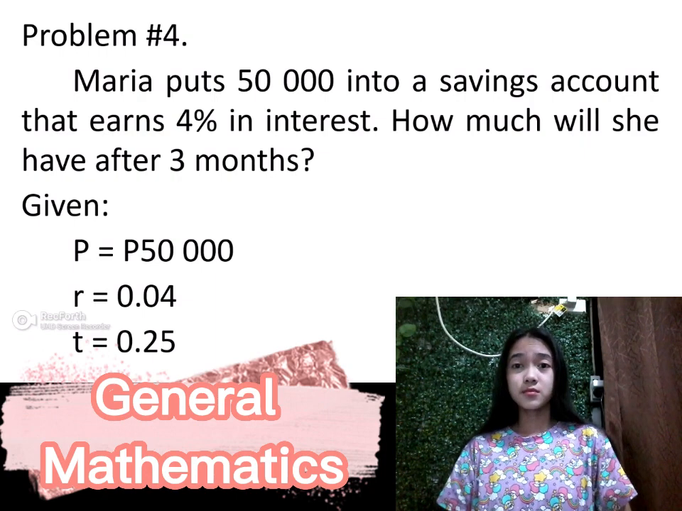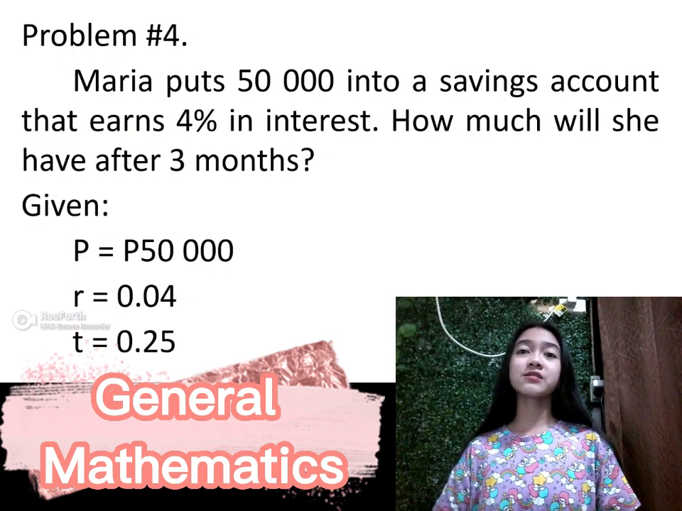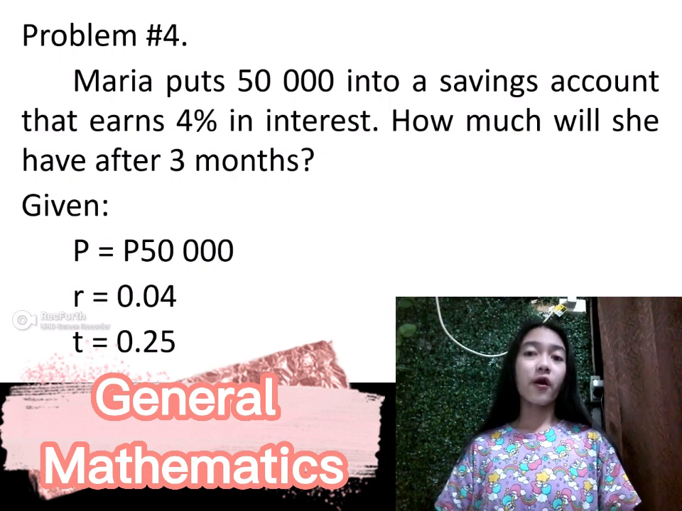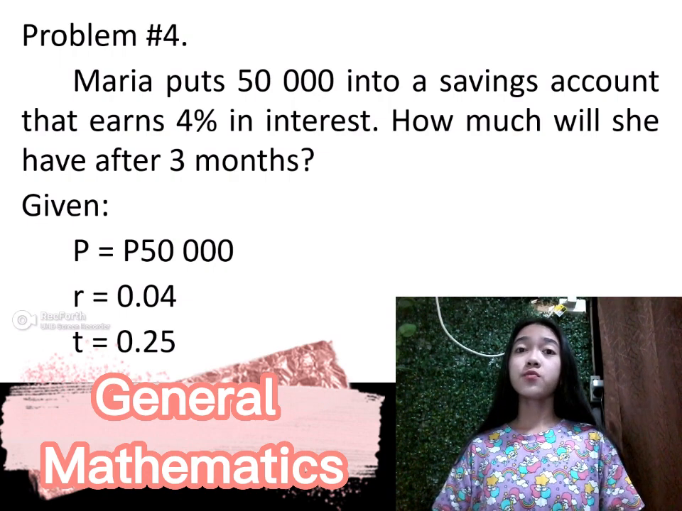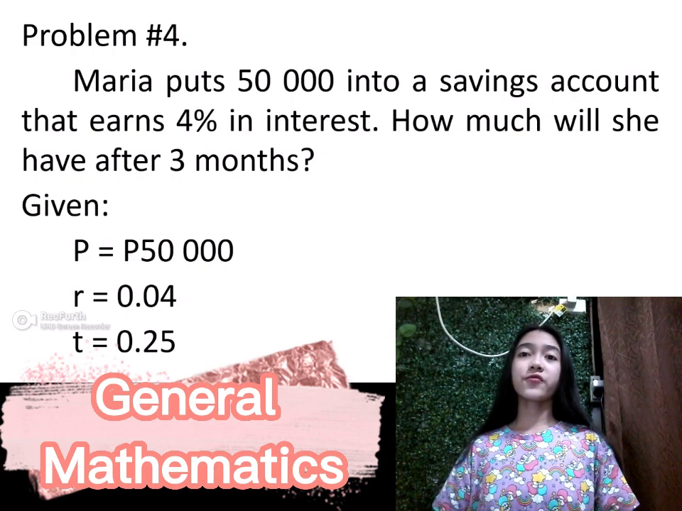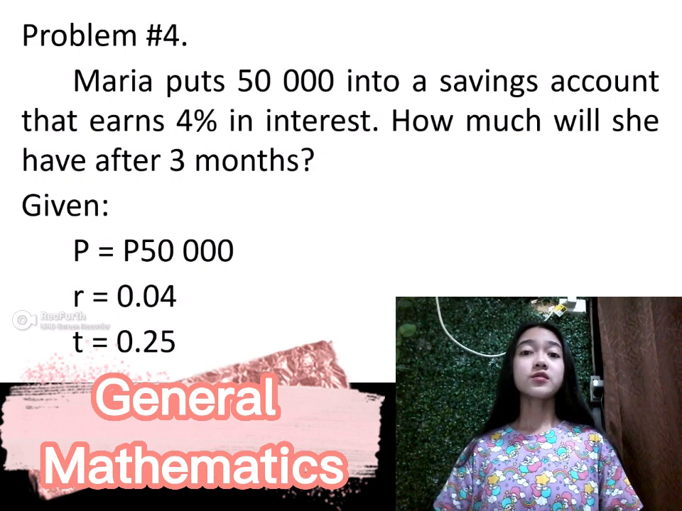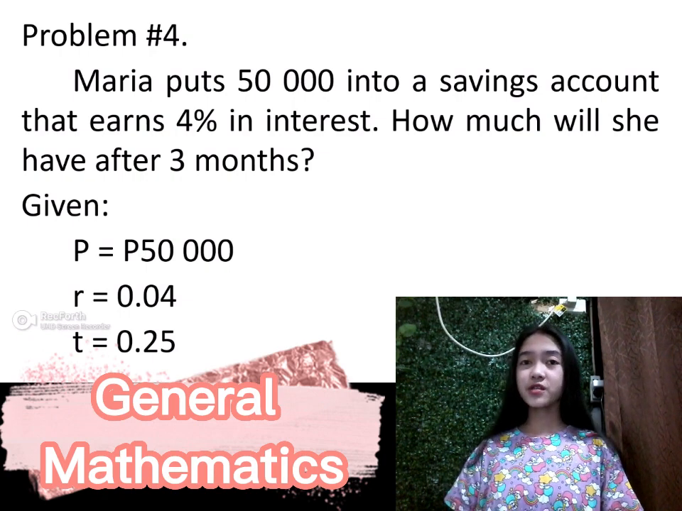0.25? Why? It is because the simple interest formula asks for the time in years. However, the time was given in months. So, to get the time in years, we represent 3 months as 3 over 12 of a year, or 0.25. Next, we'll have the solution.